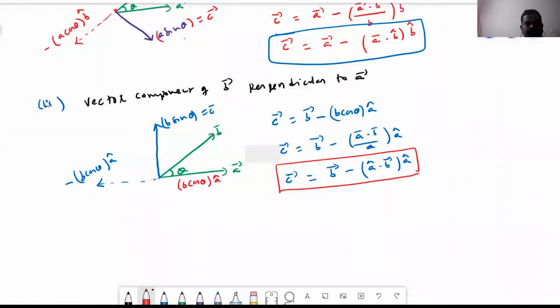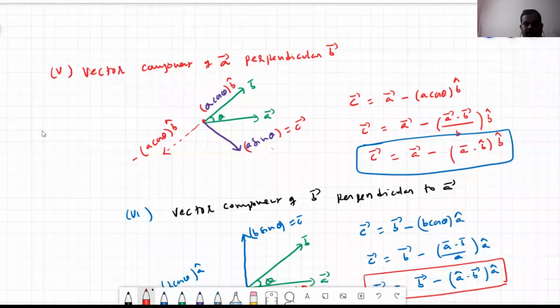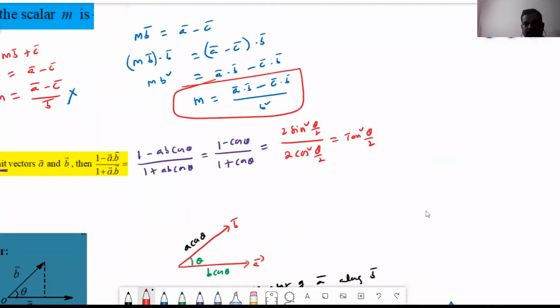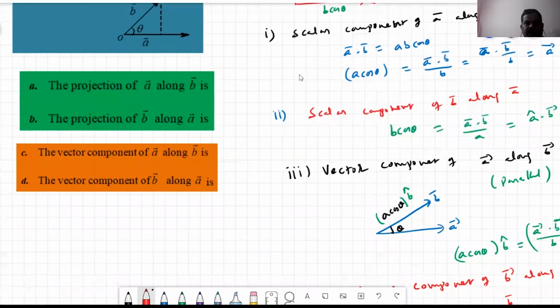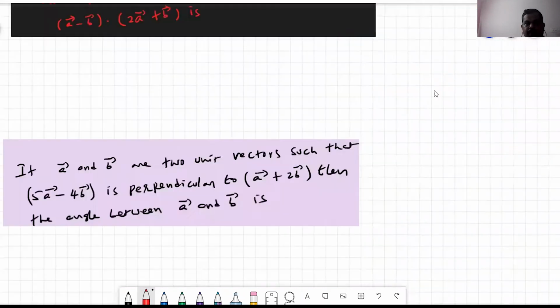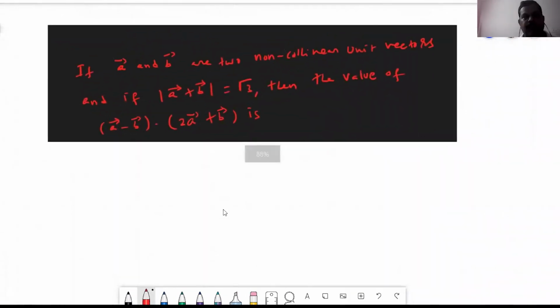So these 6 applications are very important, and we get a lot of problems on this topic. So I hope you all understood these scalar and vector components of a vector. I answered all the 6 questions. Now let's see 2 more important applications. So what is this question? Let's read the question.